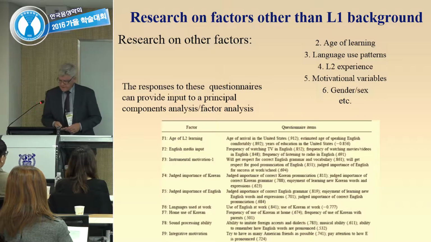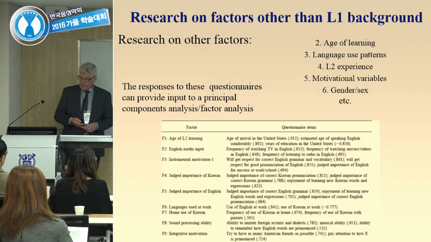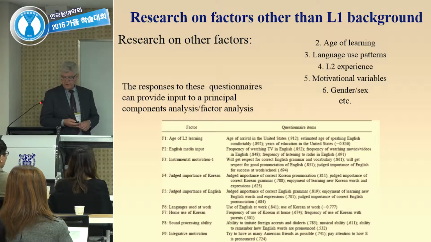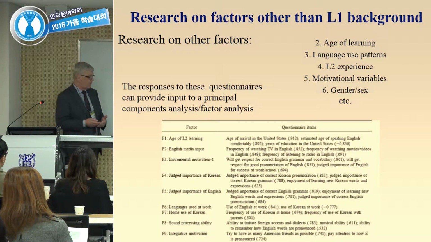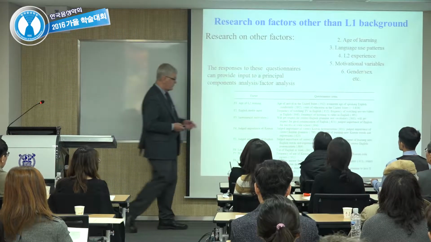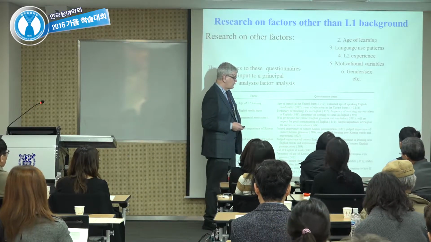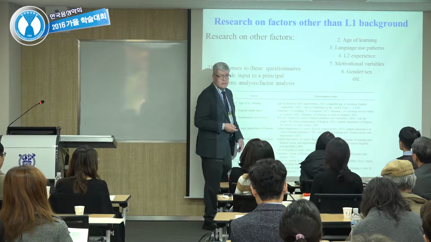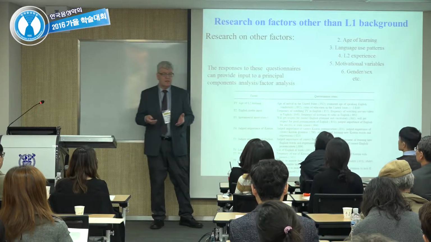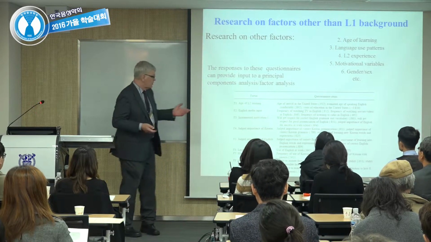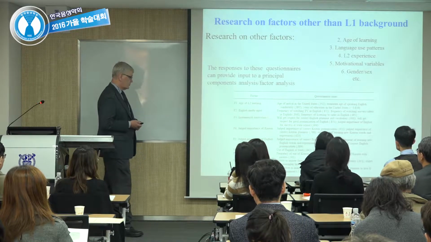And once we have this, we may come up with a principal components analysis, which tells us which factors could really be involved. As you can see here, when we ask about age of arrival in the United States, estimated age of speaking English comfortably, you can see this is roughly the same thing. We're asking about the same thing, so you might call it age of L2 learning.